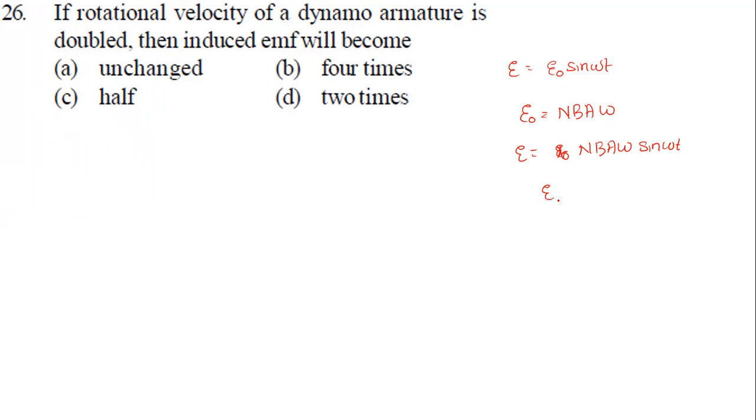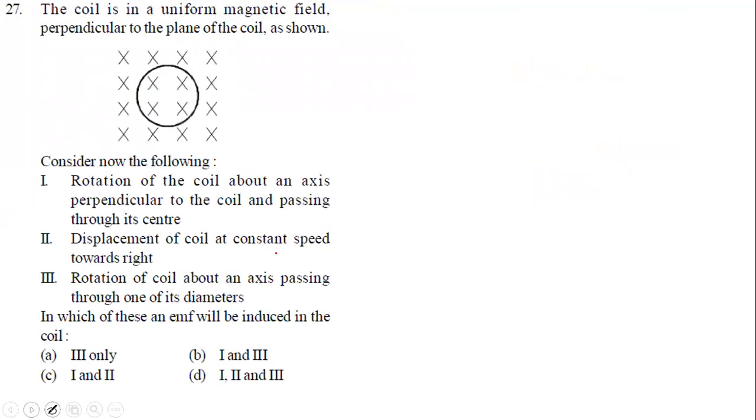So I'm going to take E. They're asking what now? Induced EMF will become E is proportional to omega. They've given rotational velocity omega. So if it is doubled, induced EMF becomes what now? Again double, right? It becomes 2 times because directly proportional. So it is also doubled, 2 times. Directly proportional, it has become 2 times. That's clear? Question is clear? Yes. Look at the next question now.